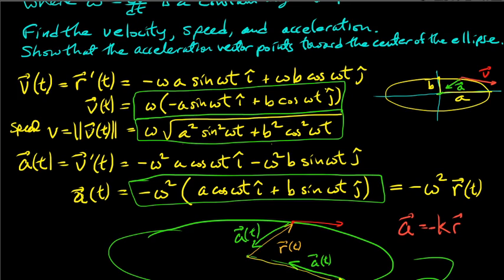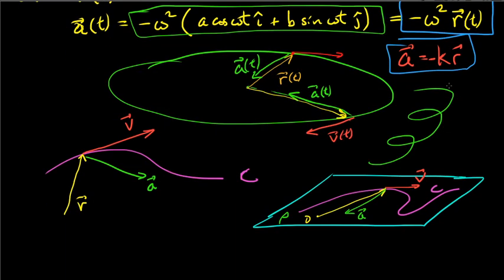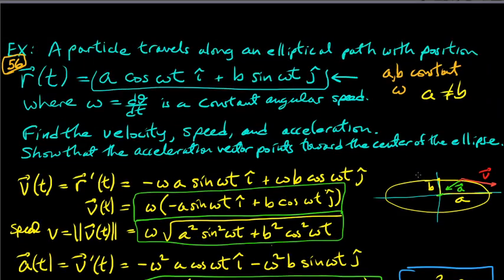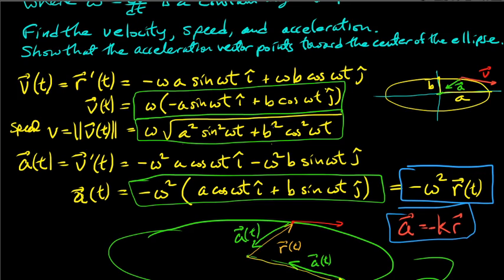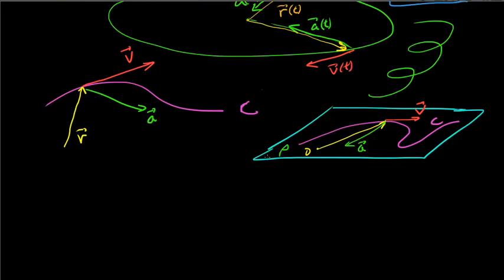So for the answer, we want the velocity, the speed, and the acceleration. Then to show that the acceleration points toward the center of the ellipse, just write it as a negative constant times the position vector. And that does it. So I think that's it for this section. In the next section we'll talk more about position vectors, but also the velocity and the acceleration, as well as something called tangent vectors and normal vectors. So that's in the next section.